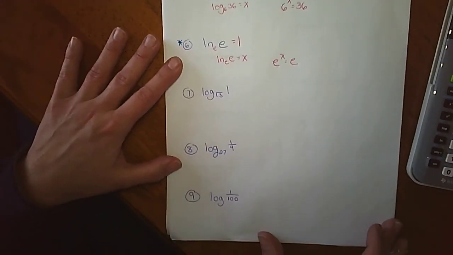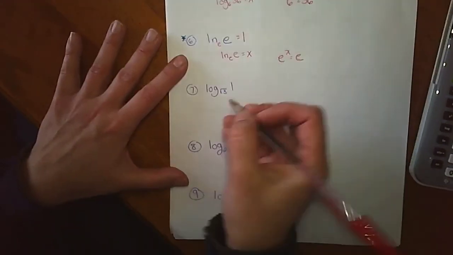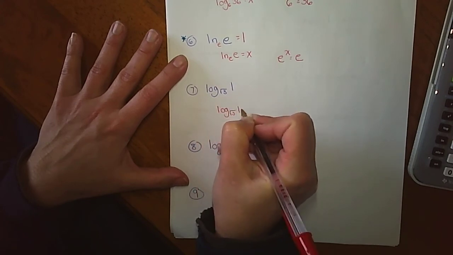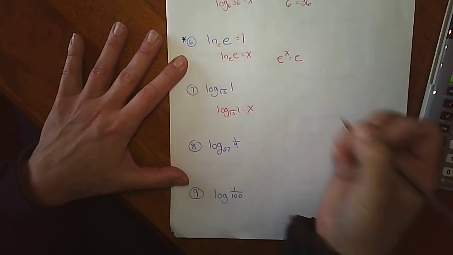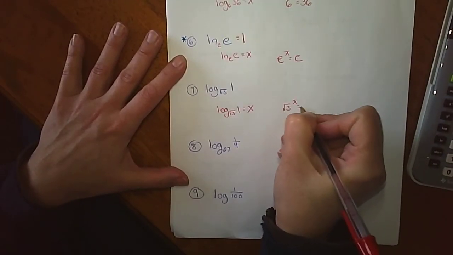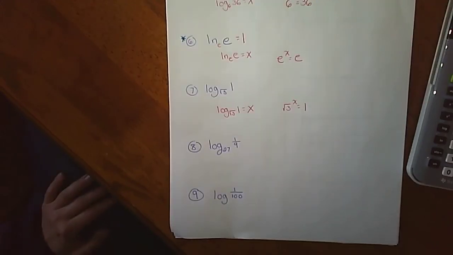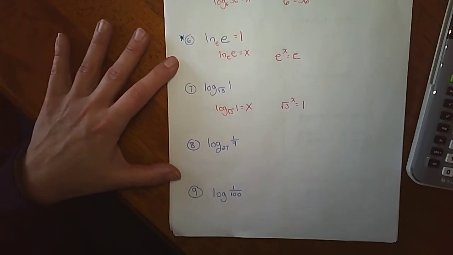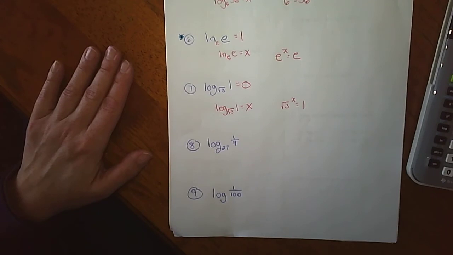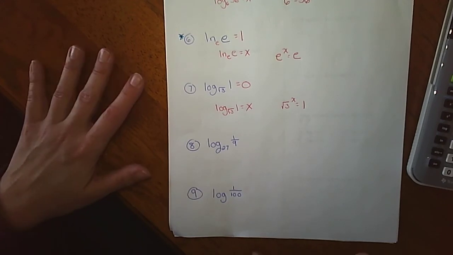Let's take a look at number 7 here. So this is the same thing as saying log base radical 3 of 1 equals we don't know. So we're going to do radical 3 to the x equals 1. Now, what exponent, if you give it to any base, makes every answer equal to 1? That answer is 0. So that's the answer to number 7.